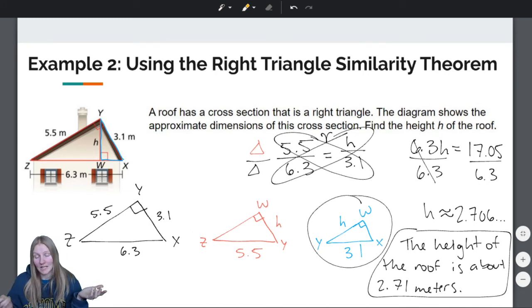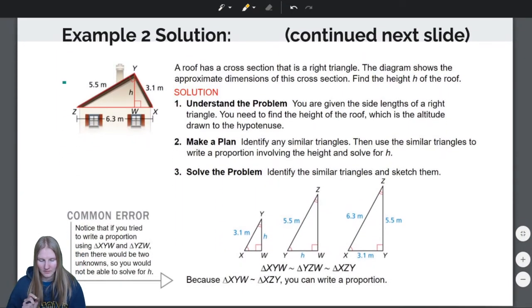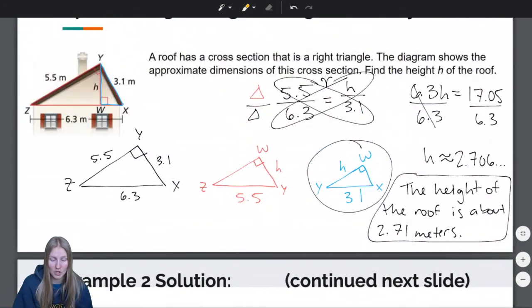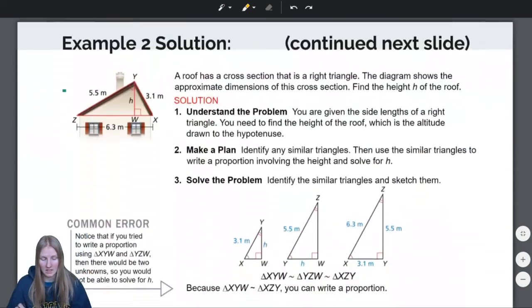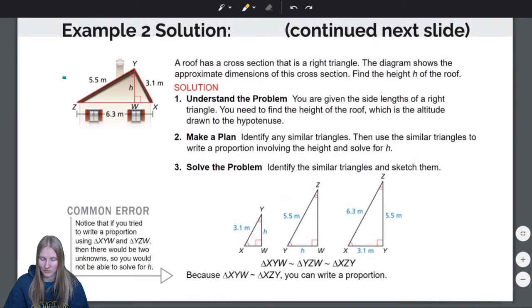So, let's check and see if we were correct. They drew their similar triangles as well. They drew them in a different orientation than us. That's okay. We drew them in the shape of the roof. They kind of stood them up on end. That's fine. Whatever works best for you.